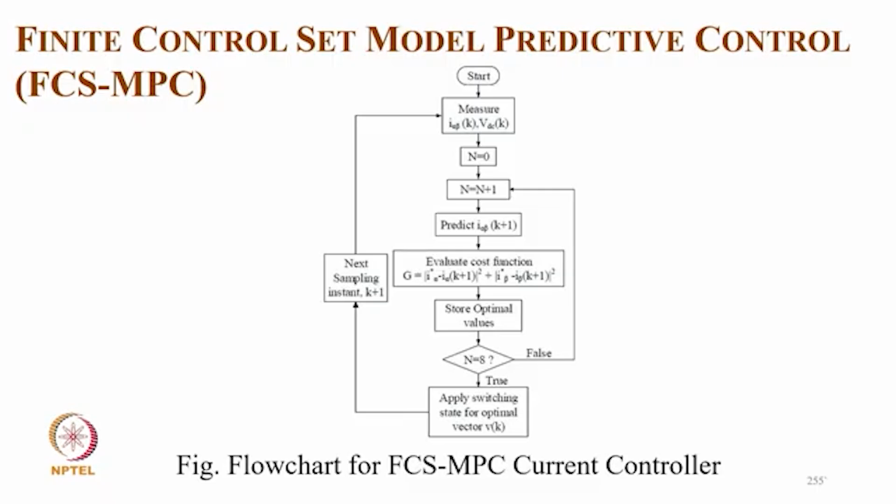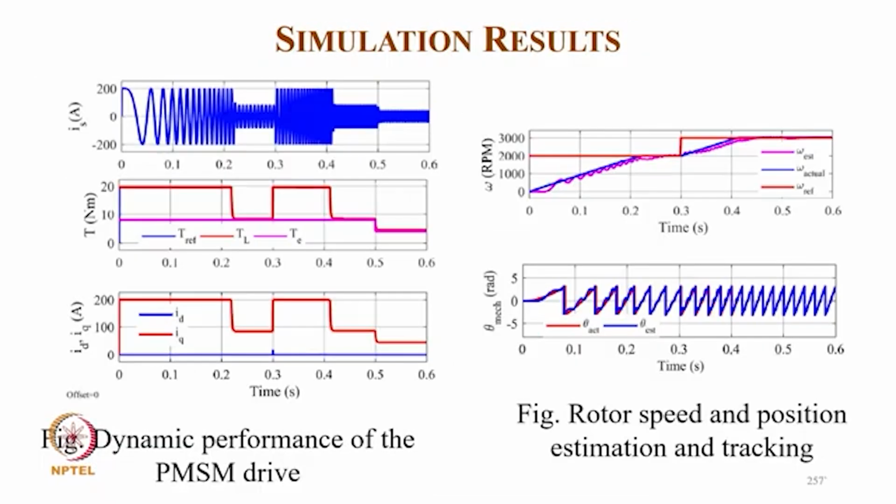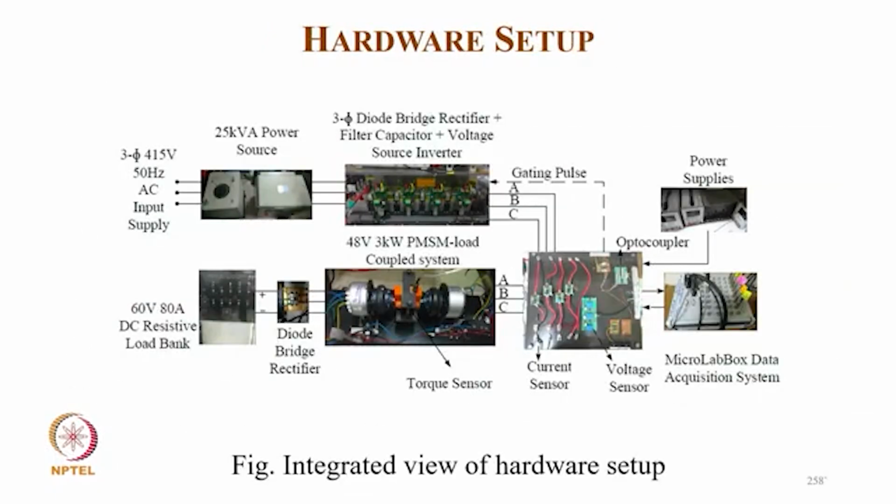And this is the flowchart for your finite control set model predictive control to get the position and speed, like from a DC encoder. And of course these are the parameters of the motor on which these are implemented and simulated, a 3 kilowatt motor. And these are the dynamic performance of the PMSM drive for the stator current, the torque and DQ current, and similarly for starting as well as the speed response, the change in position, actual position and the estimated position, and actual speed and estimated speed.